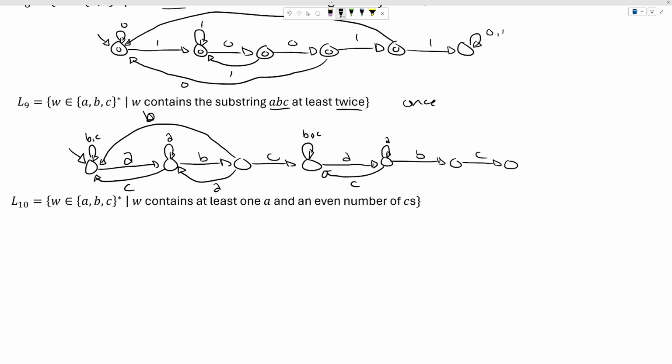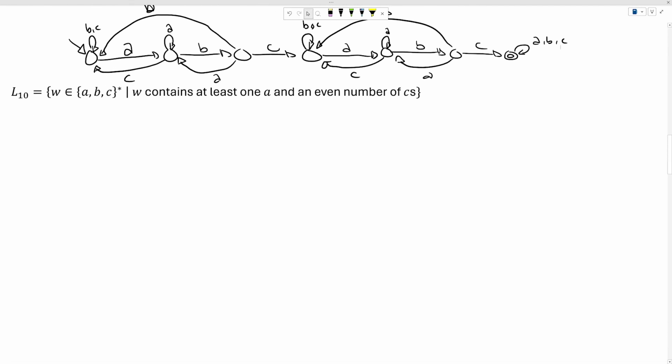Same thing with this state. If we need to backtrack, if we get another A, maybe we'll just backtrack one, but if we get a B, we're back to the beginning. And then finally, A, B, C, boom, that's what we're looking for. A, B, C, we're done.